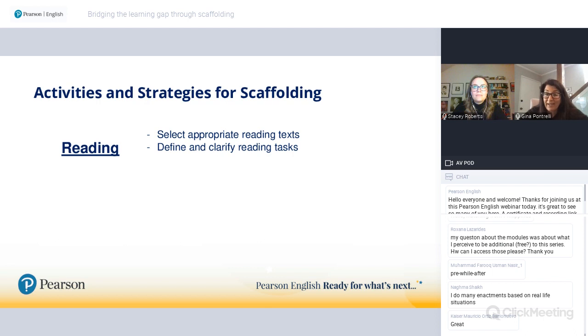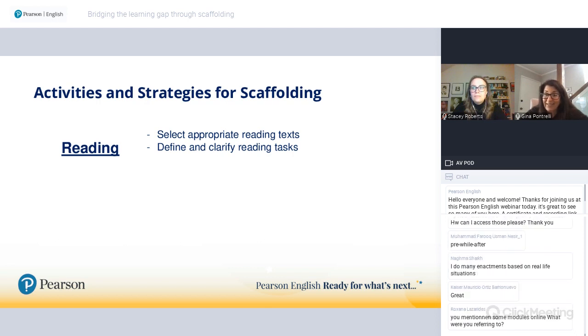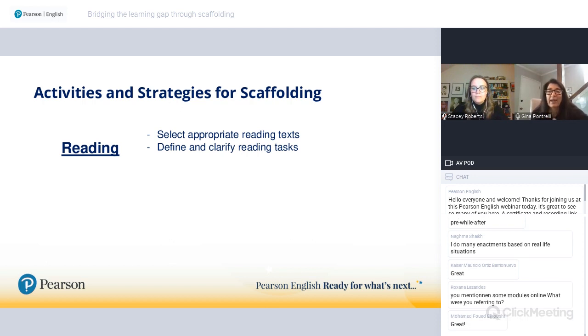And then we need to define and clarify reading tasks. So focus students' attention by assigning the full task, but then divide the task into smaller steps. And then remember to explicitly teach reading strategies so that students can use them on their own, such as "look at" for previewing, "what's it about" for main ideas, and "find the information" for details and the specifics.